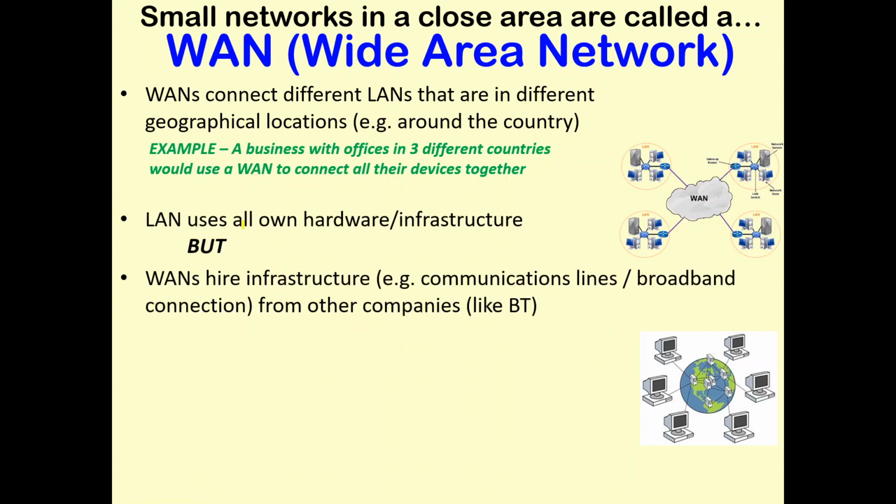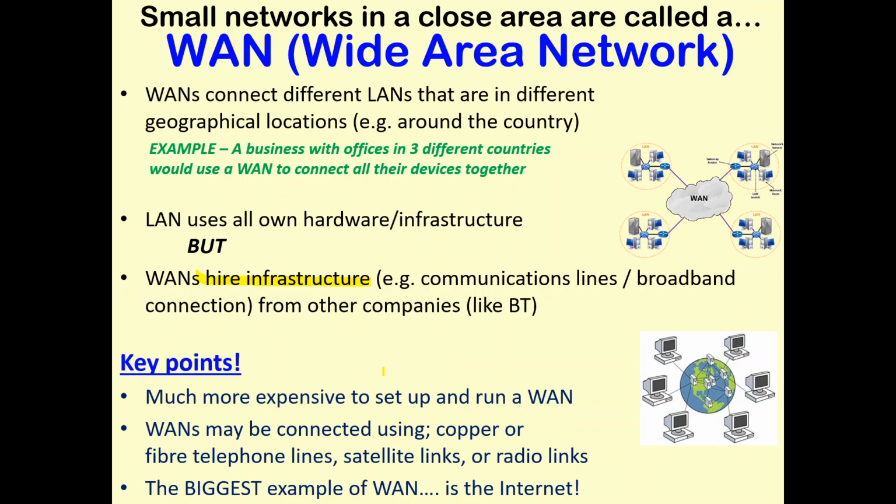The main difference, however, is in a LAN, all the hardware is owned by the company, but in a WAN, some of the infrastructure, for example, communication lines, broadband, and things like that, is hired. Some of the infrastructure is hired. You would normally hire it from a company such as Sky or BT, but you would not go and bury your own wires in the street and things like that. You would hire it from a company. So some of the infrastructure is hired.